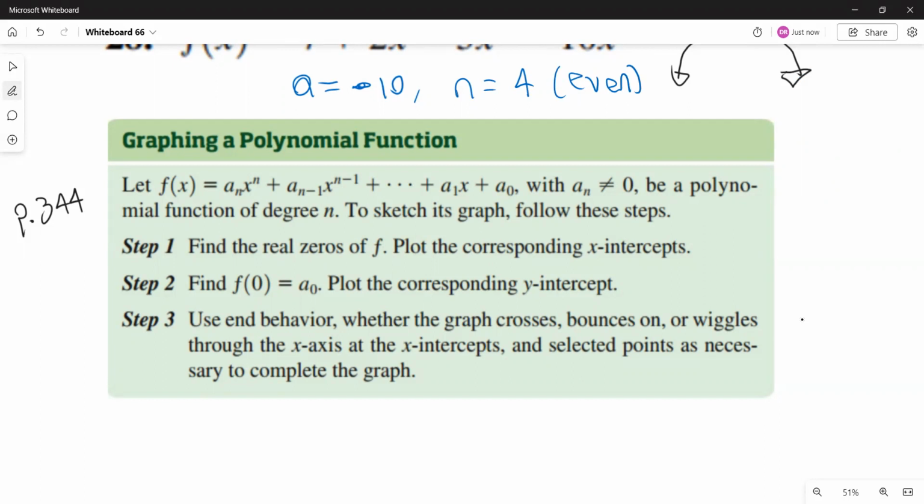Then find the y-intercept. Evaluate the polynomial at 0. So the constant term will correspond to the y-intercept. And finally, use end behavior, whether the graph crosses, bounces on, or wiggles through the x-axis. That's going to be given by the multiplicity at the x-intercepts, and select points as necessary to complete the graph.